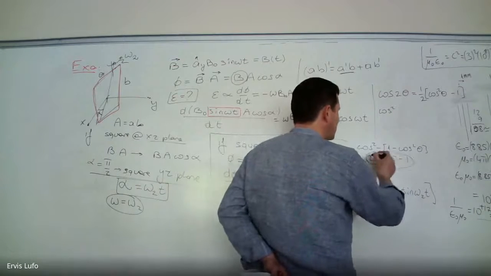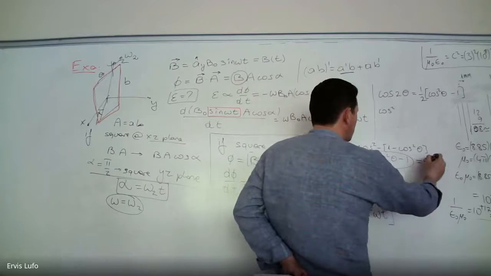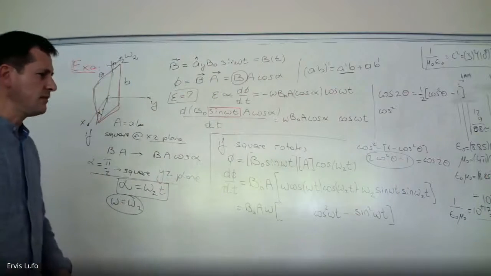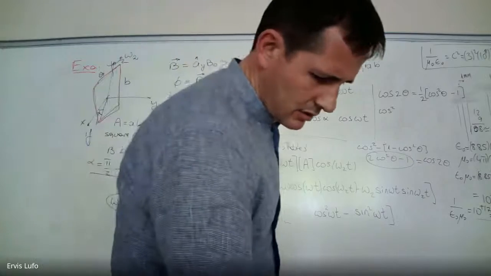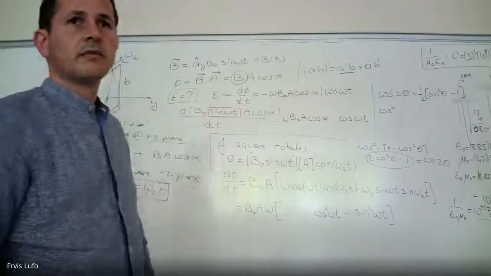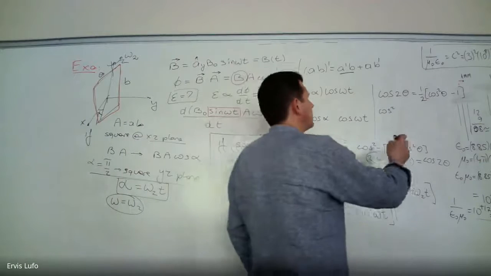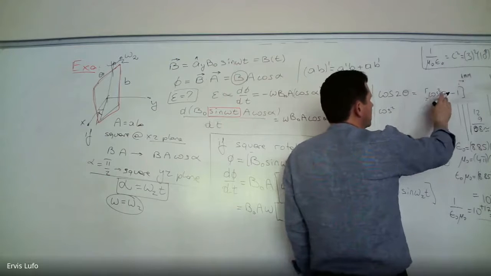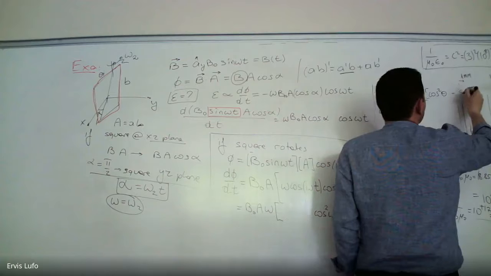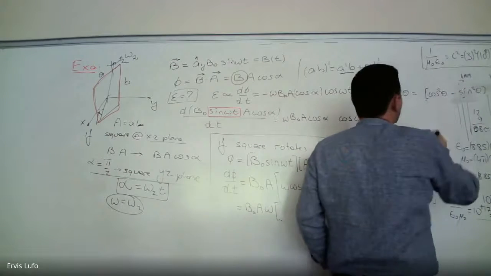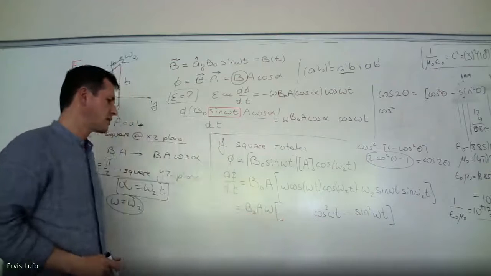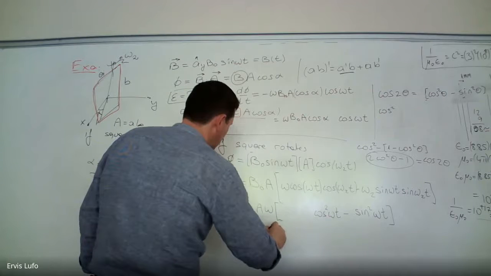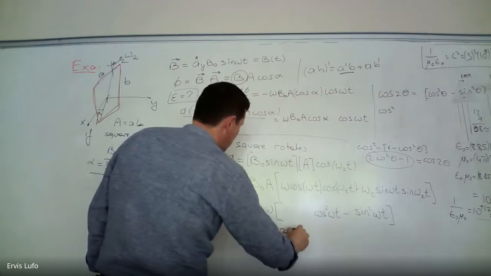What about this one? How is this related to cosine 2 theta? Maybe there is no relationship. We can leave it like that. But then they show that cosine 2 theta. Okay, so then this can be written also as B0 times A times omega times cosine 2 omega t.